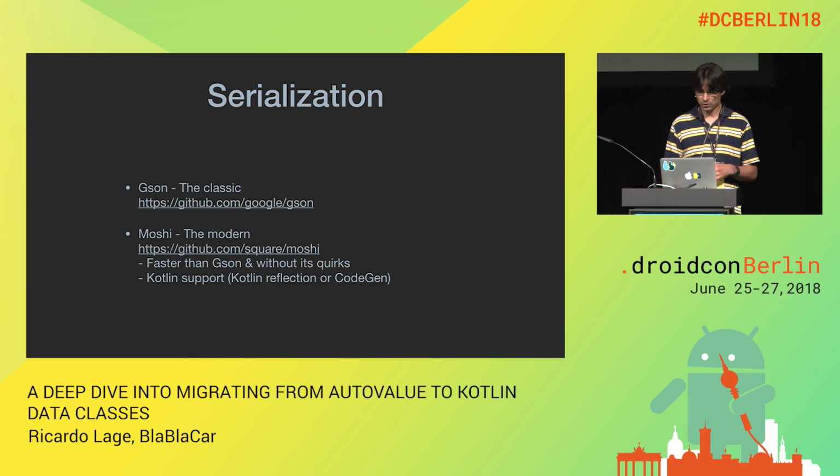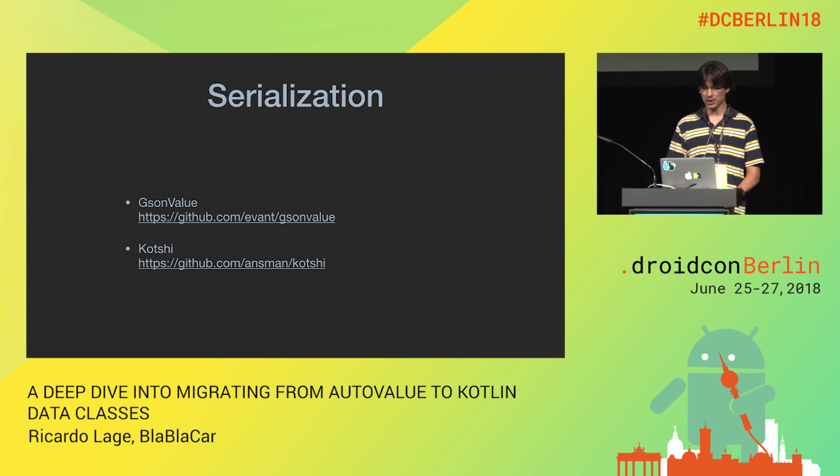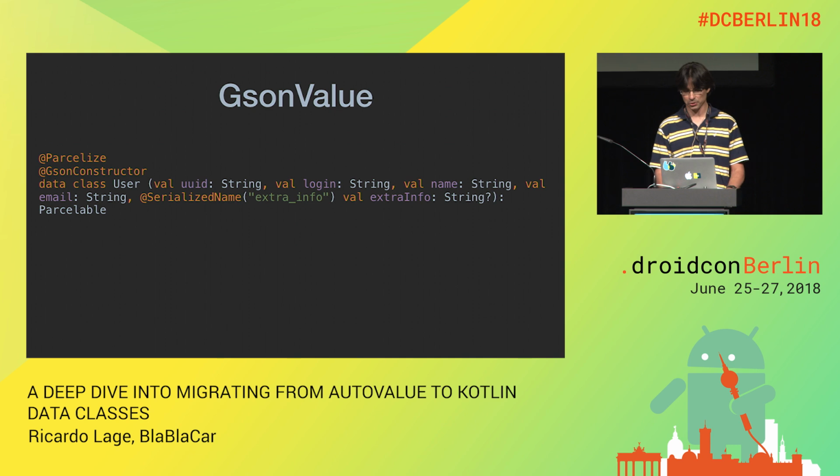Well, for us, we had Gson all over the place in our code. There was an alternative: an extension from this author, a library called AutoValue Gson, that works on top of Gson and generates the adapters for us. Moshi has a similar solution, called Kochi, and they all work similarly. With AutoValue, all you have to do is annotate your class with the Gson constructor.